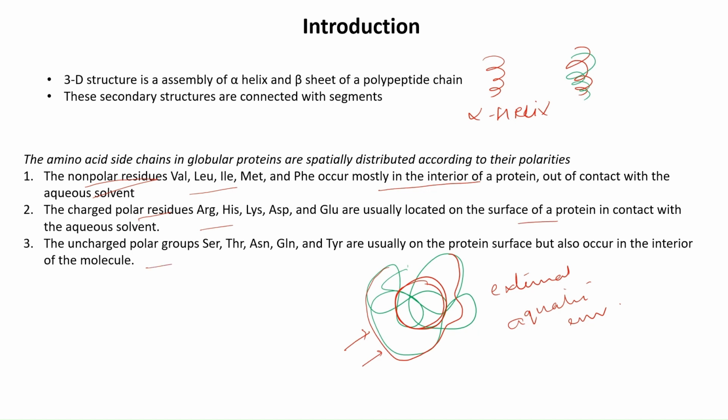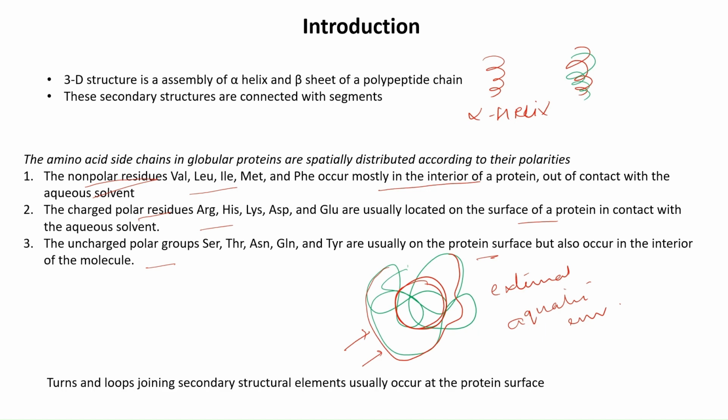And the uncharged polar groups are found usually on the protein surface, but they can also occur in the interior of the molecule, because though they are polar, they are uncharged. So they can be found on the exterior side as well as on the interior side of the globular protein. Now the turns and loops. When we say that 3D structure is an assembly of 2D structure, definitely they are connected with some loops or turns. So these loops and turns usually occur at the protein surface.